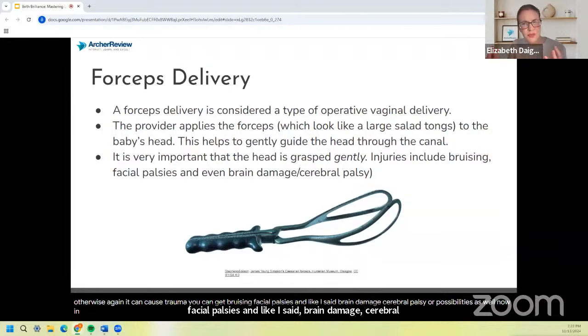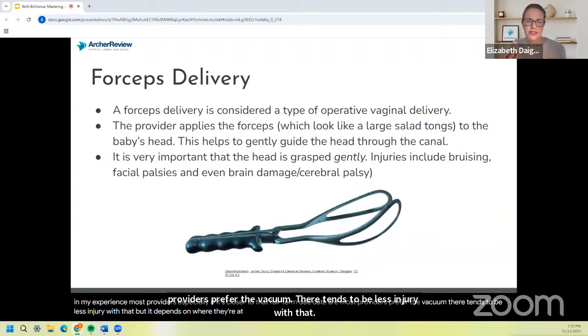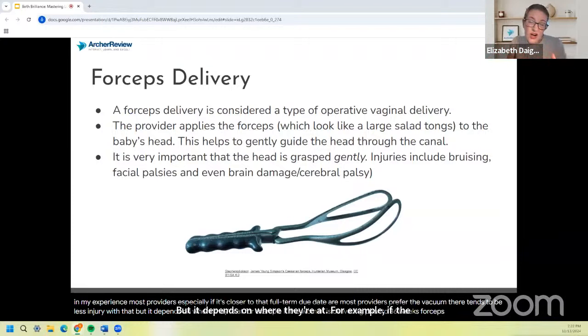Now, in my experience, most providers, especially if it's closer to that full term due date, prefer the vacuum. There tends to be less injury with that, but it depends on where they're at. For example, if the woman is delivering prior to 36 weeks, forceps tend to cause less injury, so we're going to use those. But if it's after that 36 weeks, again, most providers do opt to use that vacuum.